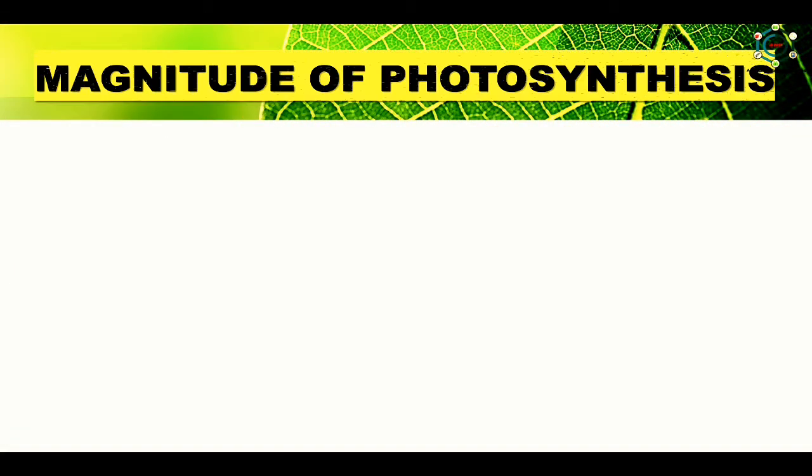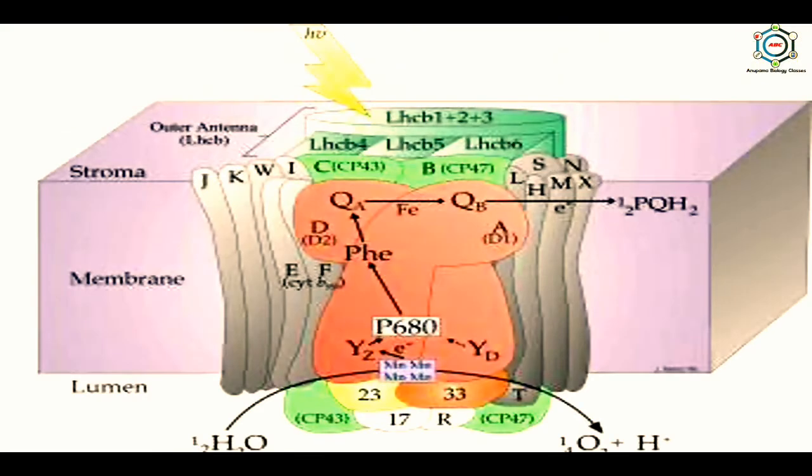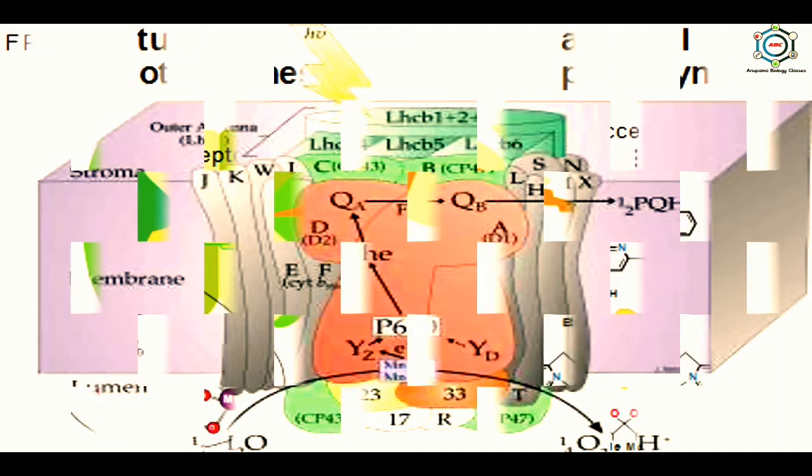Now after this, what is the magnitude of photosynthesis? If you talk about the magnitude, the concentration of gaseous carbon dioxide in the atmosphere is about 0.03% by volume. At this rate, the atmosphere of our Earth contains about 2200 billion tons of carbon dioxide, which is sufficient to support photosynthesis for a few hundred years, even if no further amount is added.